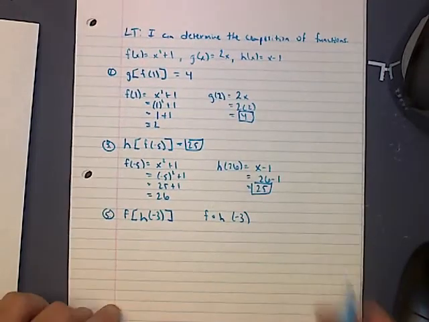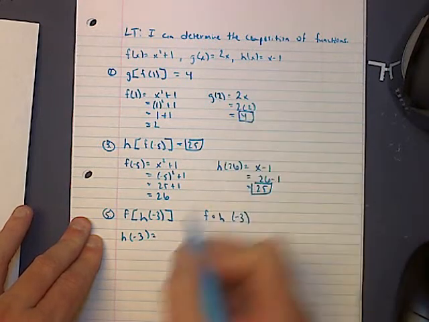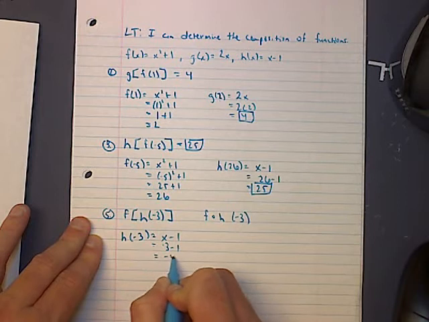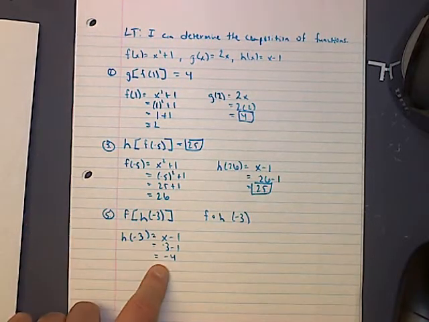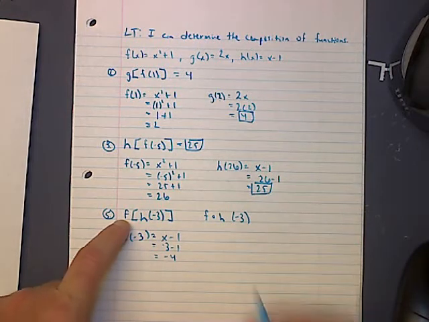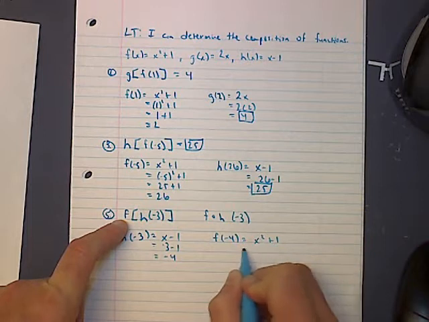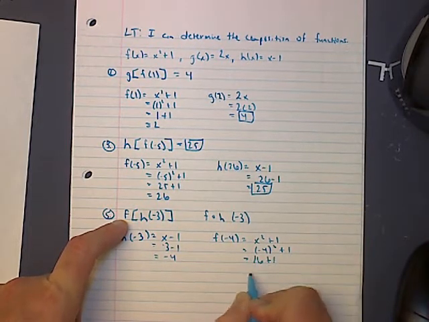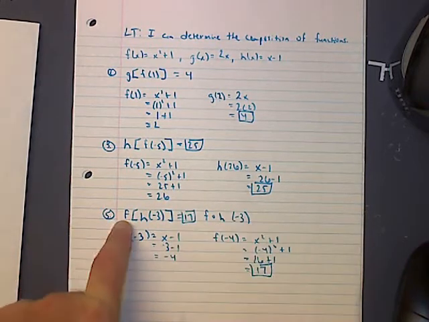Okay, so h of negative 3. H of negative 3 equals, my h function is x minus 1. Take this, plug it in. That gives me negative 4. I'm going to take this value and plug into my f function. F of negative 4. Gives me 16 plus 1, which is 17. My overall answer is 17.